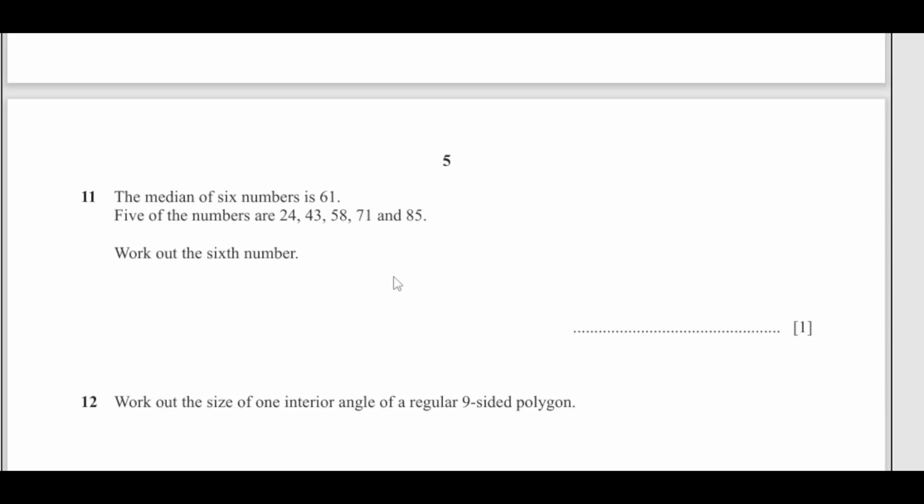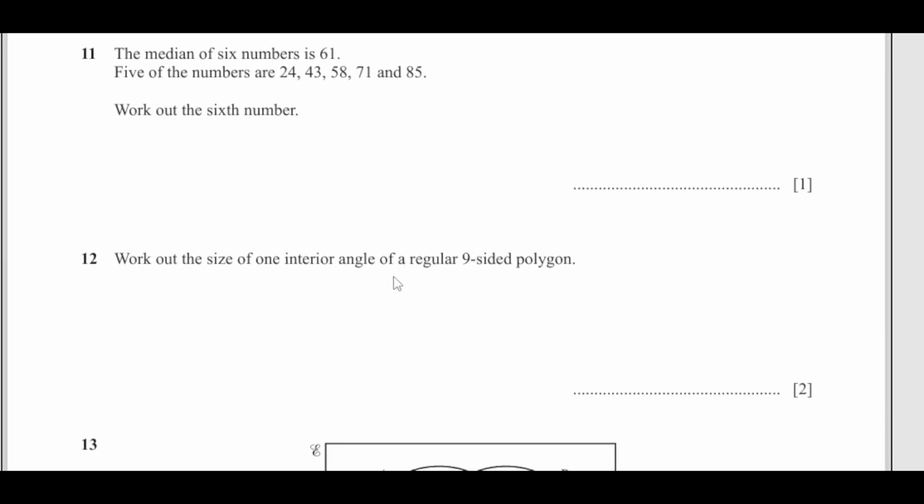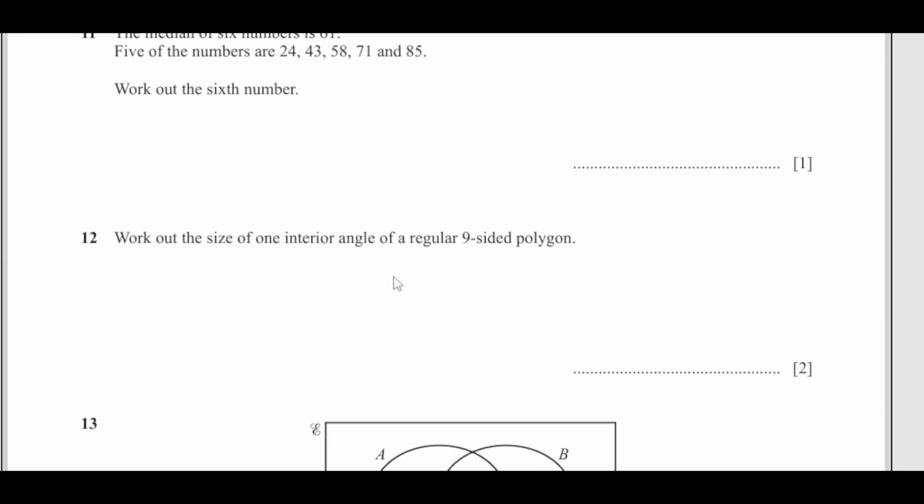Now the next we have question number 11. The median of 6 numbers is 61. Work out the 6th number. So 5 numbers are given, so means median is always the middle number. So as you can see, they are already arranged. So we have 24, 43, 58, 71 and 85. So median should be in middle. So if I cross out this and this, this and this, so 6th number is somewhere here, right?